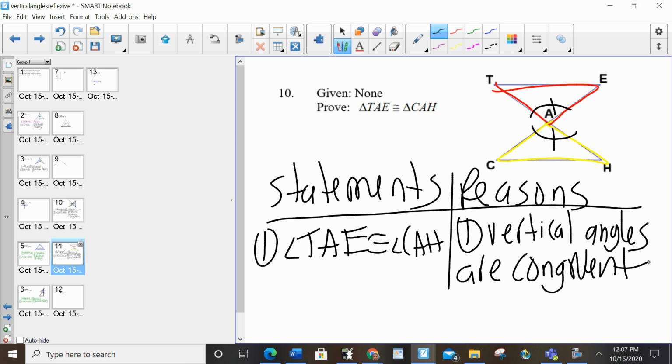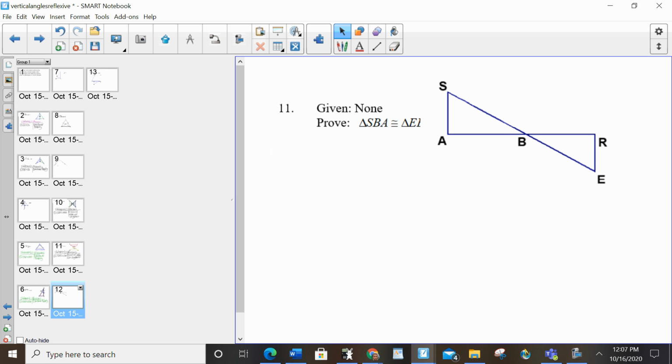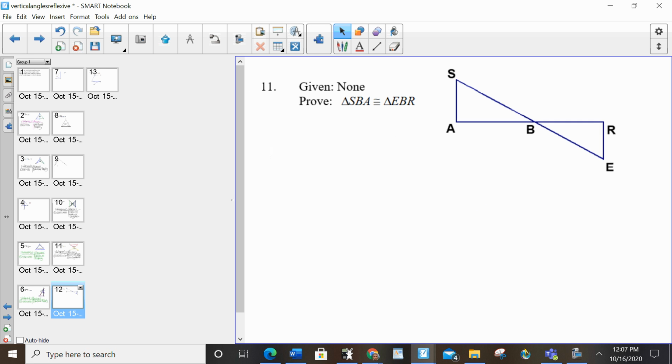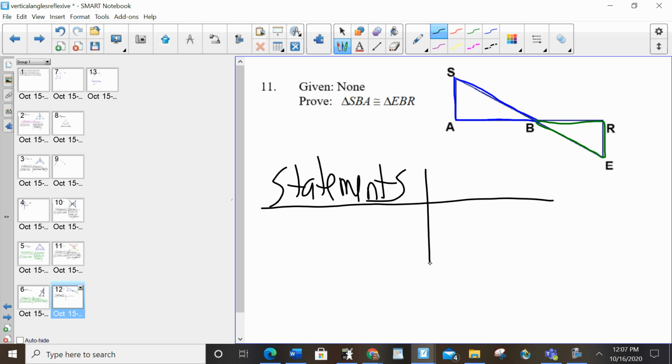I want you to try number 11 on your own right now. I'll just start by highlighting the triangles that we're looking at, although they are pretty obvious here. SBA, EBR. I want you to try this one on your own. So I'm going to give you about 30 seconds right now to try this one on your own.